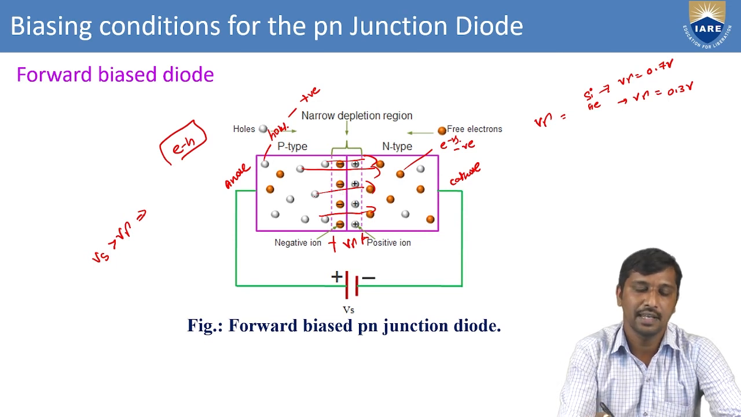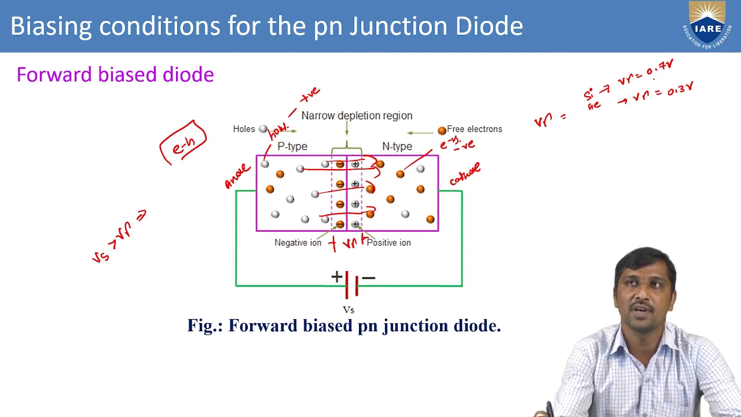For this case, the required input voltage is that your applied input voltage should be greater than your cut-in voltage. The cut-in voltage depends on the material: if you consider silicon, the cut-in voltage is 0.7 volts; if it is germanium, the cut-in voltage is 0.3. So whenever the input voltage is greater than this cut-in voltage, more charge carriers are diffusing from the N side to the P side as well as from the P side to the N side.